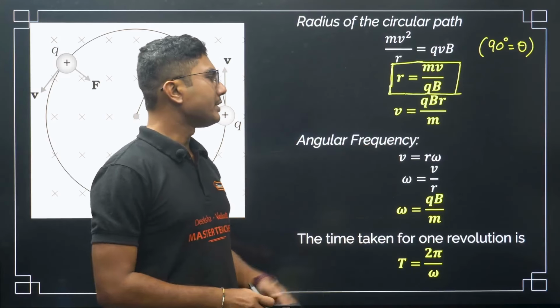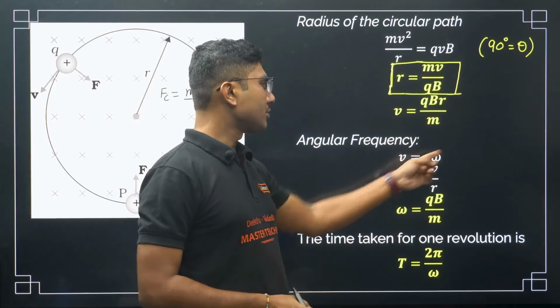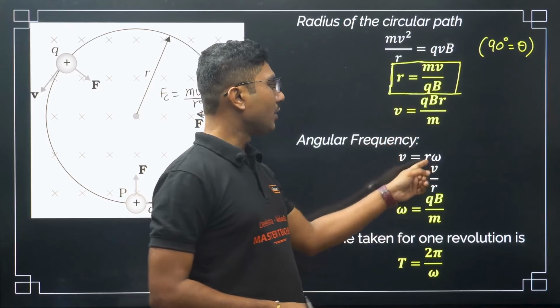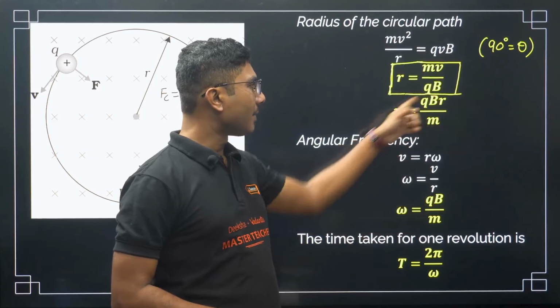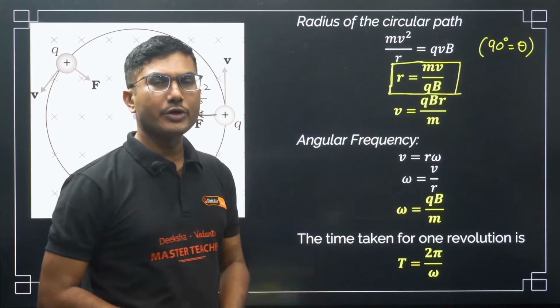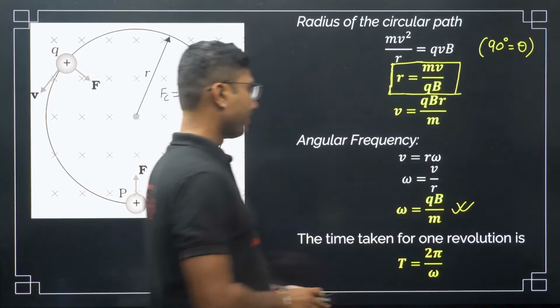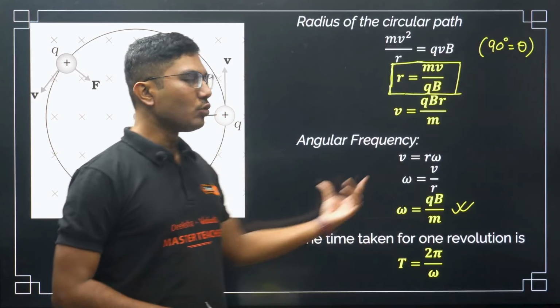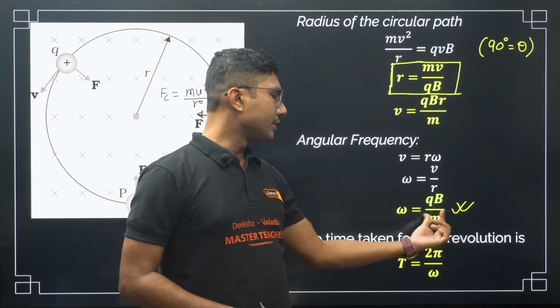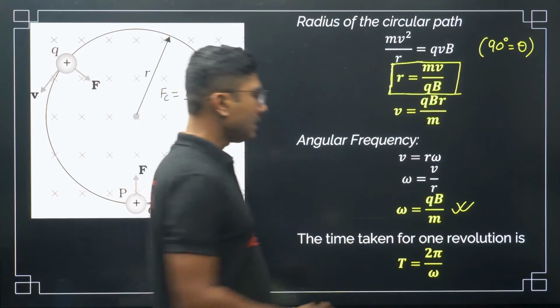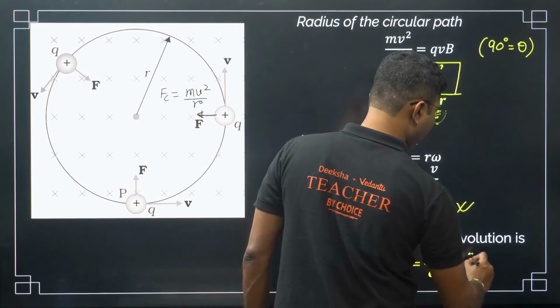Now angular frequency: v is equal to r omega. So just put that r omega in this equation, or simplify omega is equal to v by r, divide this by r, and you will get omega is equal to qB by m. This is also a very, very important expression. The time period is given by 2 pi by omega. Just put this value, so it will be 2 pi m by qB. So 2 pi m by qB is the time period.